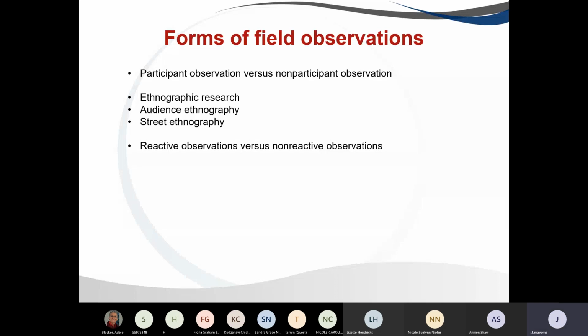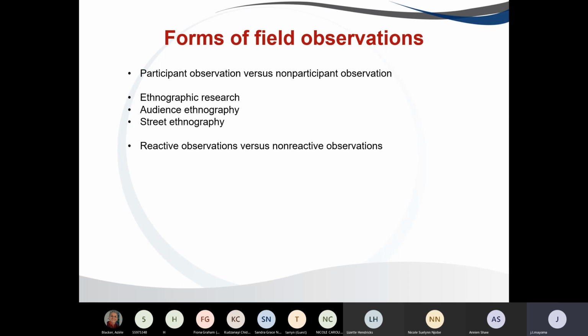Yeah, so that is non-participant observation. And then we've got ethnographic studies, and this is a type of participant observation where the researcher's aim is to describe a particular group's way of life from that group's point of view in its own setting, right, in its own cultural setting.